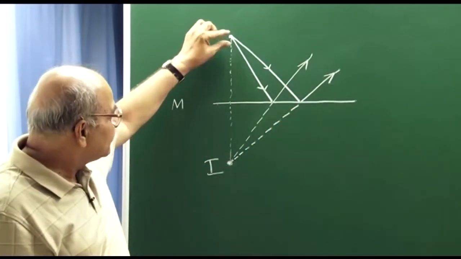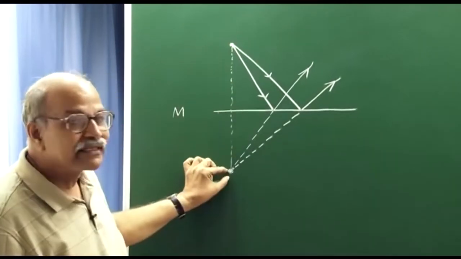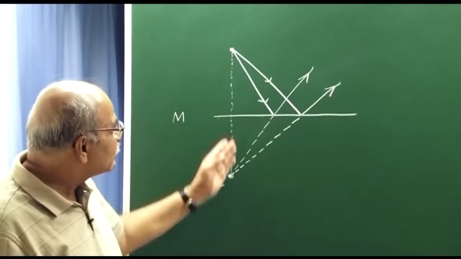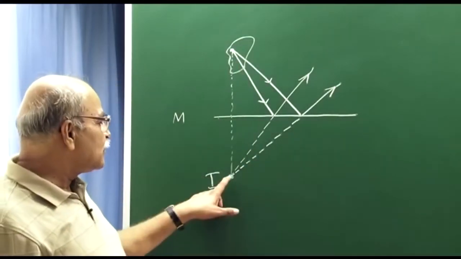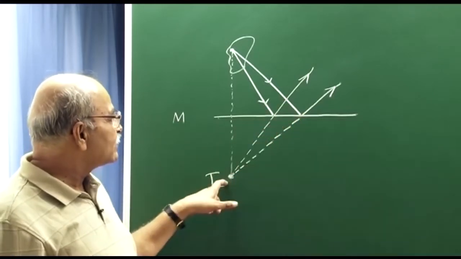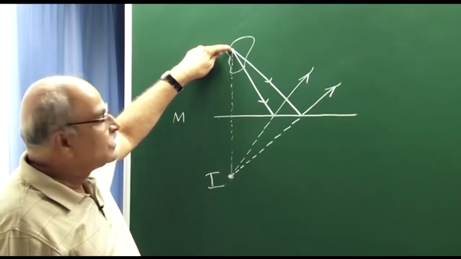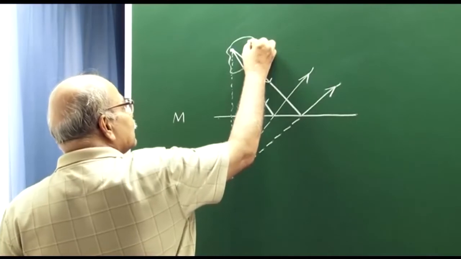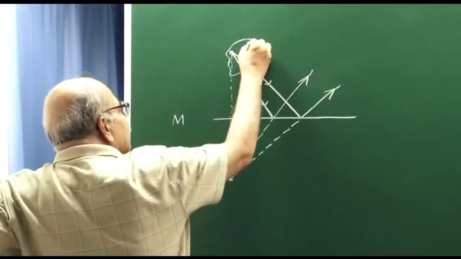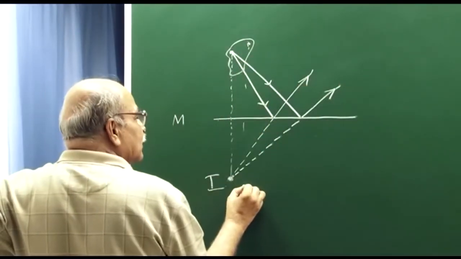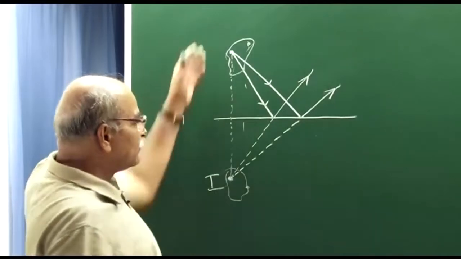So for this object, all rays starting from here after reflection intersect at one point, and this is the image of this object. And if you have an extended object, then at this point only those reflected rays will intersect which started from this point of the extended object. If you think of some other point of the object, then all the rays starting from there after reflection will intersect at some other point, not at this point, and therefore you get an image of that point somewhere here.